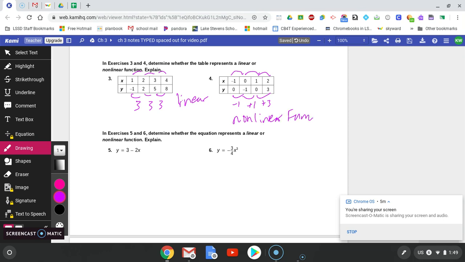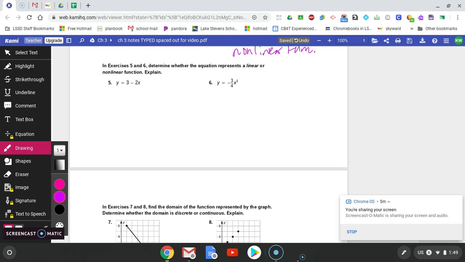Okay. On number 5 and 6, determine whether the equation represents linear or nonlinear from an equation now. So remember, we're wanting it to be able to be written in the format y equals mx plus b. Number 5 can be rewritten like that. I can rewrite it as y equals negative 2x plus 3. So this one would be a linear function.